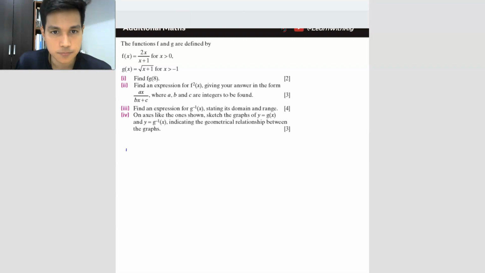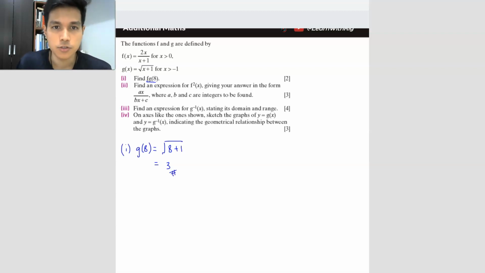So the first one, they ask for FG8. So you can find G8 first. G8. So substitute 8 into the G function. Where is the G function? Okay, so you get square root of 8 plus 1. Answer is square root 9 is 3. So of course you can write plus minus 3. But since they say the domain here, x is more than negative 1, so there is no negative. So it's only going to be positive 3.